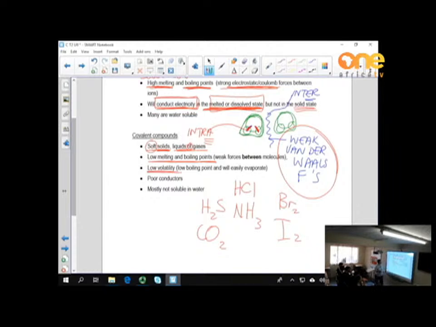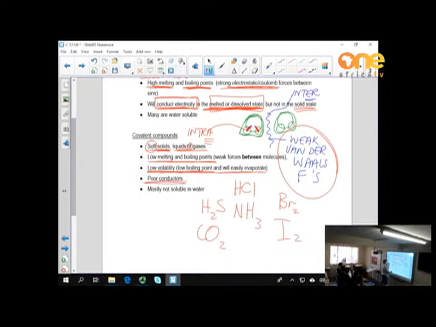They use the term low volatility. In other words, they will evaporate very easily. Okay. Low boiling point goes together with low volatility. It simply means it will evaporate very easily. For example, if I have diesel in a puddle and I've got petrol in a puddle, the diesel is going to take longer to evaporate than the petrol. Okay. Petrol is more volatile than the diesel.